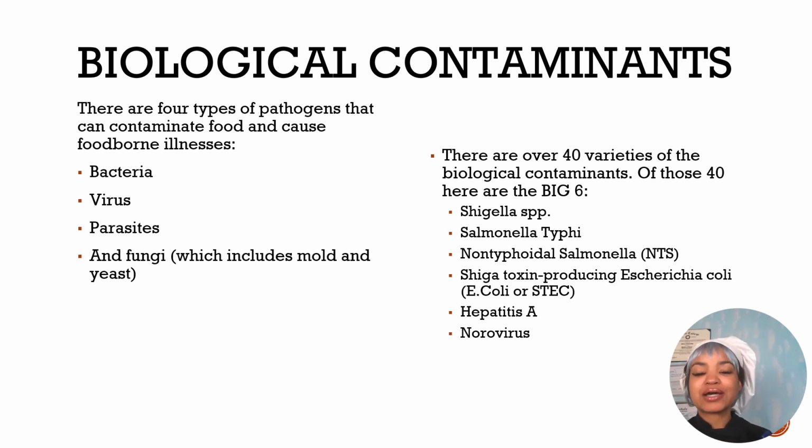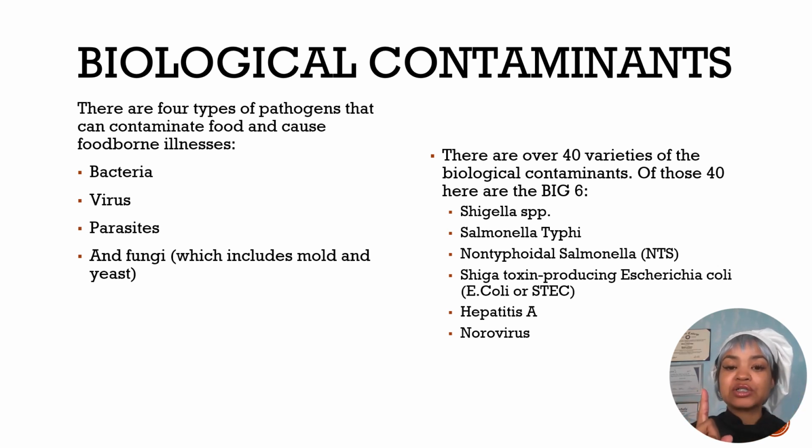There are four types of pathogens that can contaminate food and cause foodborne illnesses. That's bacteria, viruses, parasites, and fungi, which does include mold and yeast. But there are over 40 varieties of the biological contaminants. And of those 40, here are the big six.